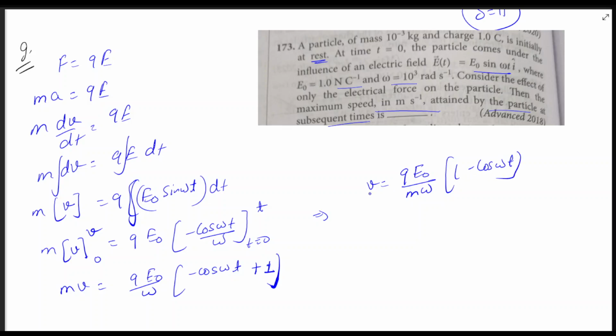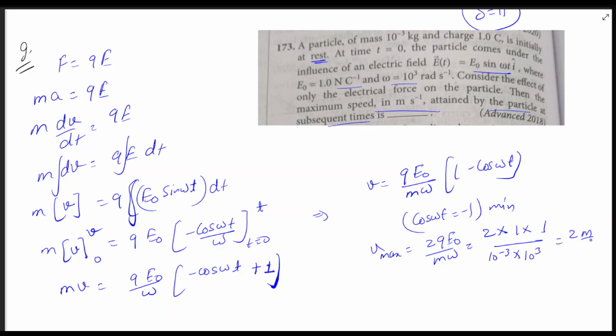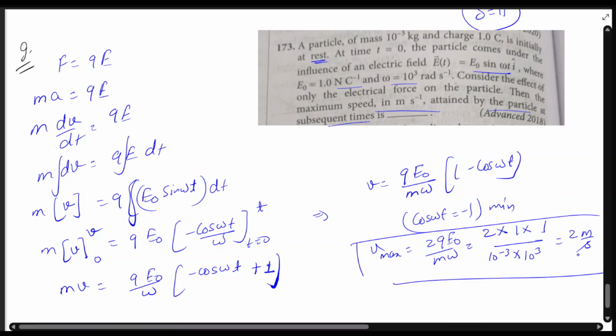If we have to find the maximum velocity, then we have to put the minimum value of cos omega t. So cos omega t will be minus 1. So V max turns out to be 1 plus 1, that is 2 q E naught upon m omega. So we have q is 1, E naught is also 1, m is 10 raised to power minus 3 and omega is 10 raised to power 3. So it will be 2 meter per second. It's a pretty easy question we have here. Let's move on to our next question.